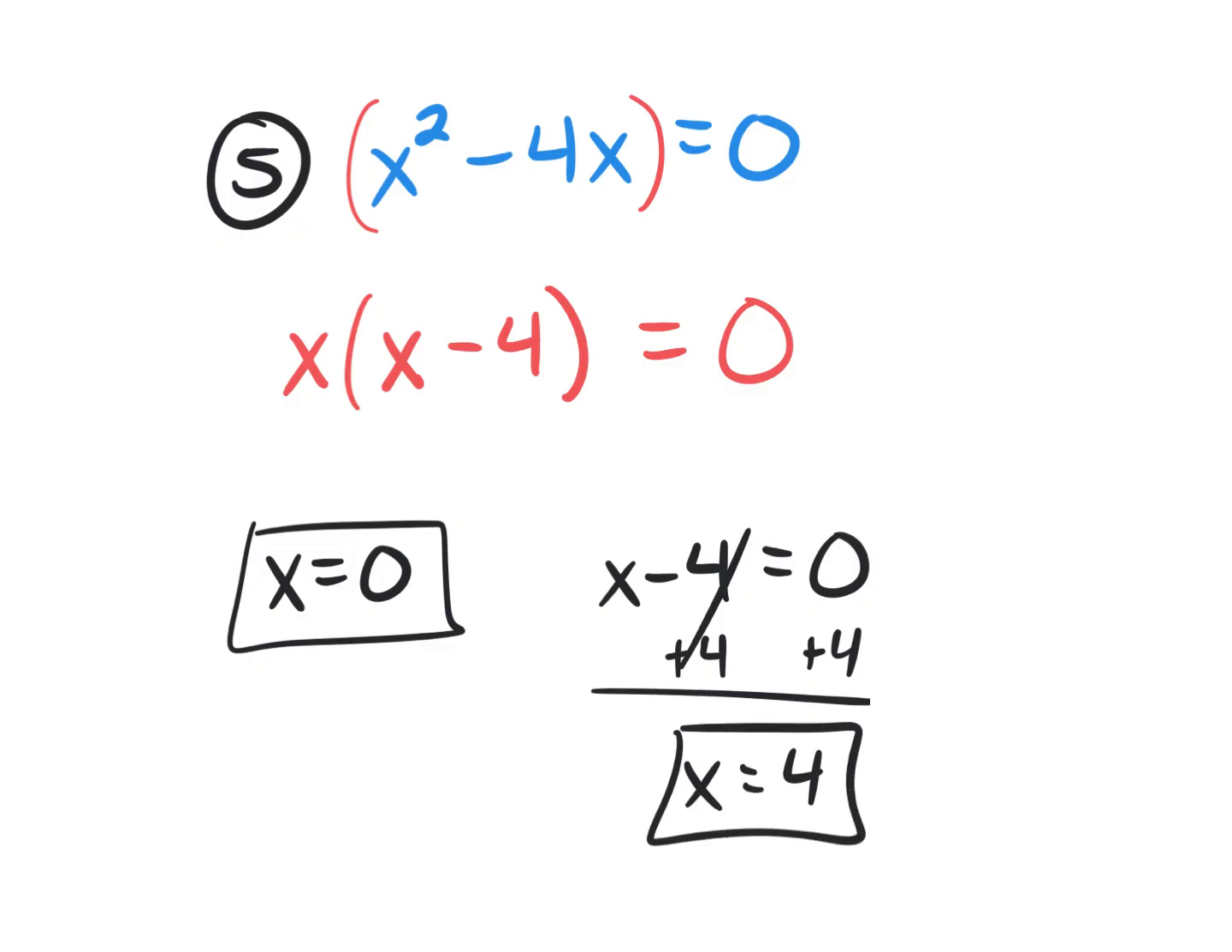Do you remember how you know how many solutions you're supposed to have? How do we know how many solutions we're going to have? Yeah, it's by that highest exponent. So our highest exponent was 2. Did we get 2 answers? Yes, so that's a way you can check there.